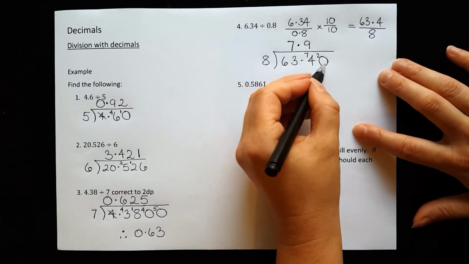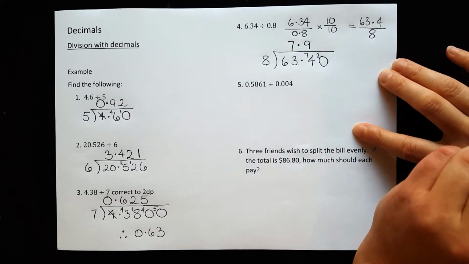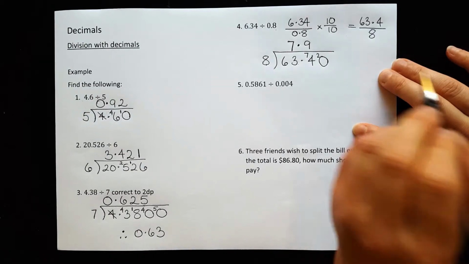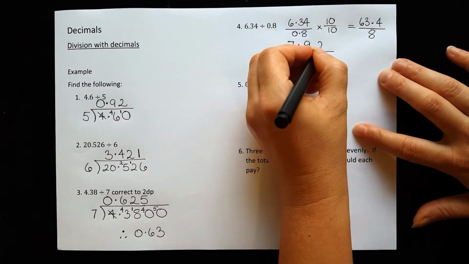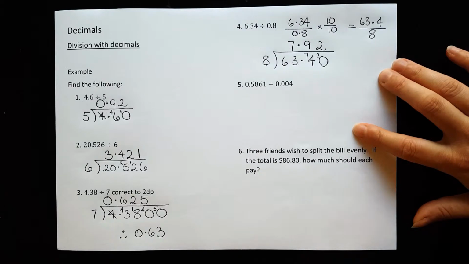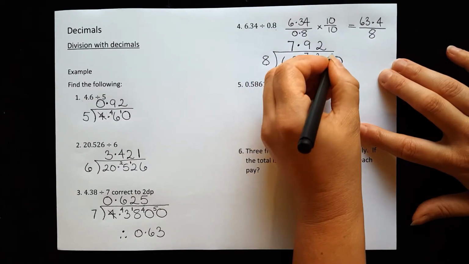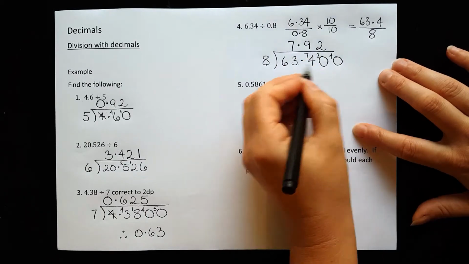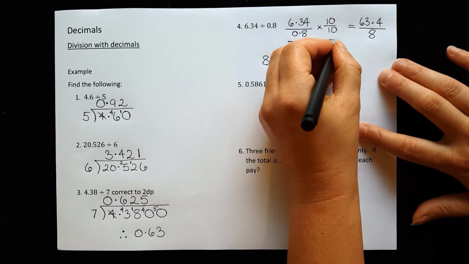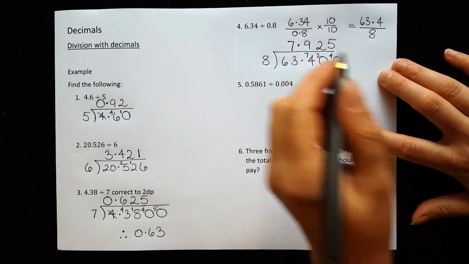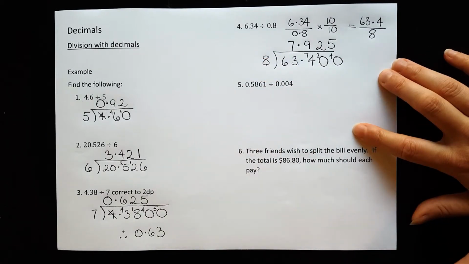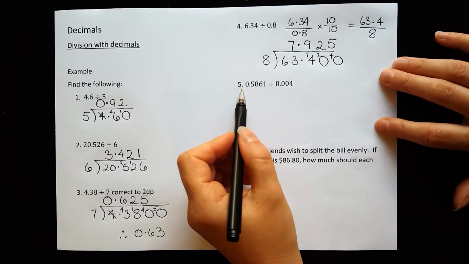So now I have 20 divided by 8. 2 times 8 is 16. So it's going to go 2 times. And I'm going to have a remainder of 4. And 40 divided by 8 goes exactly 5 times. All right, so there is the answer, 7.925. Let me show you that process again for 5.